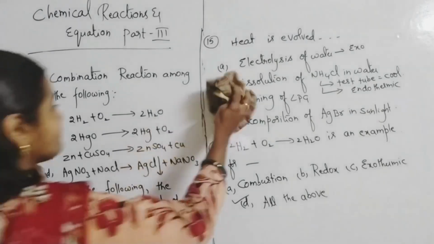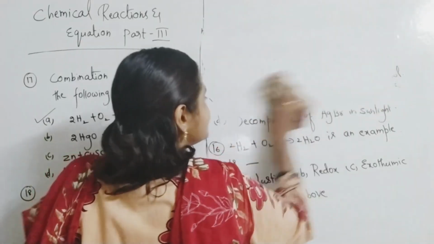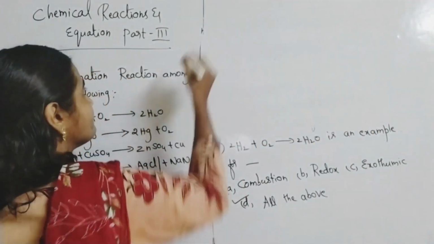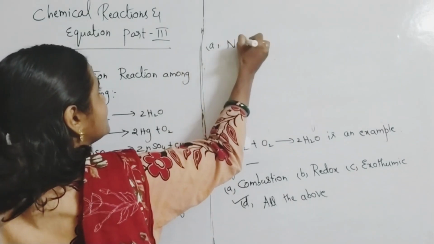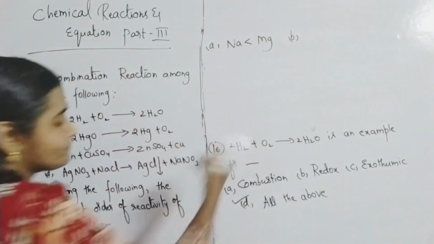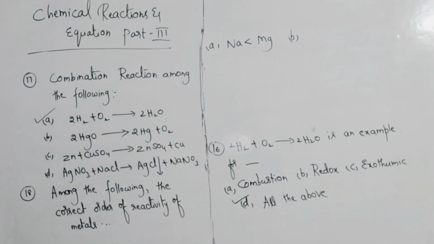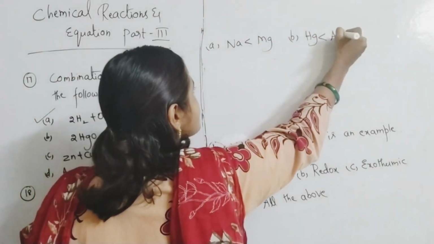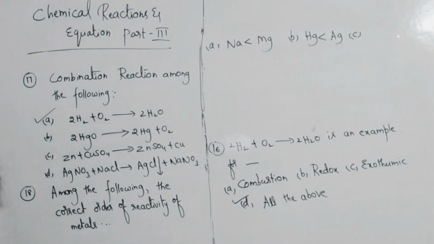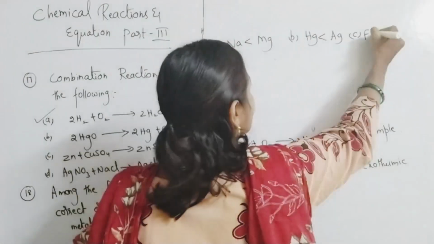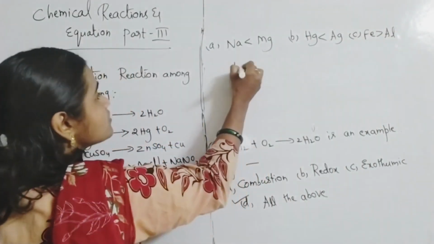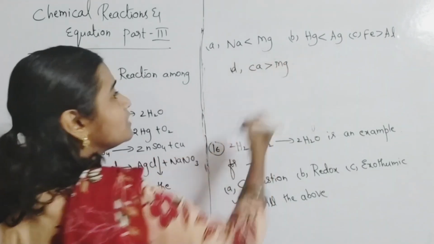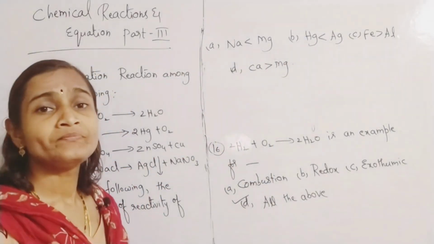Option A, Na less than Mg. Na means sodium, Mg means magnesium. Option B, Hg less than Ag. And option C, what is given to you? Fe greater than Al. Option D, Ca greater than Mg. For this, what you have to check? You have to check with the reactivity series.